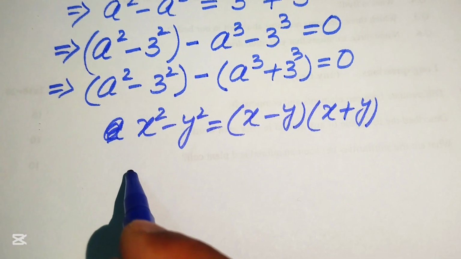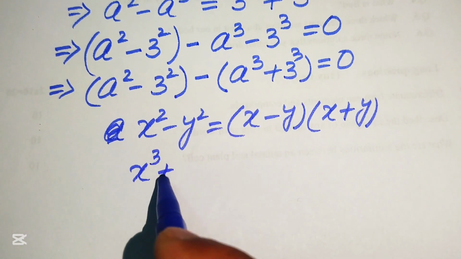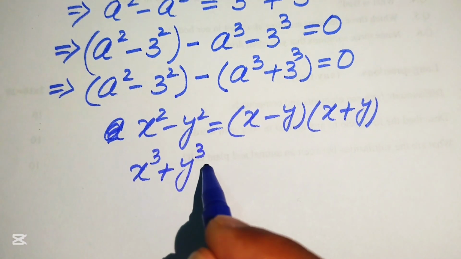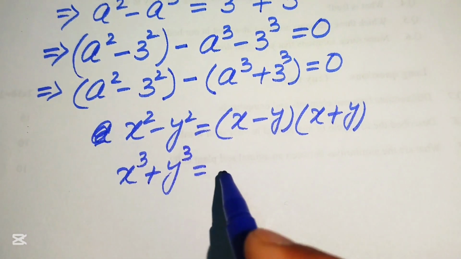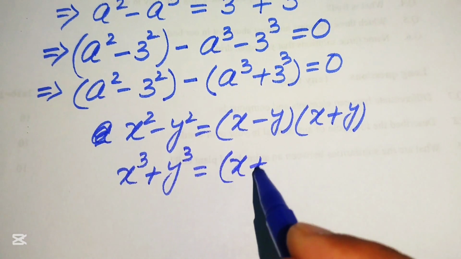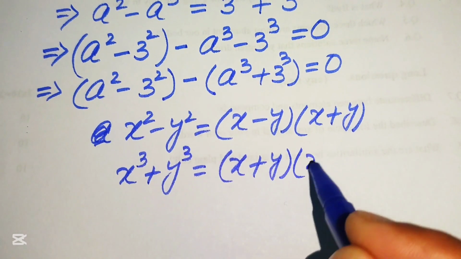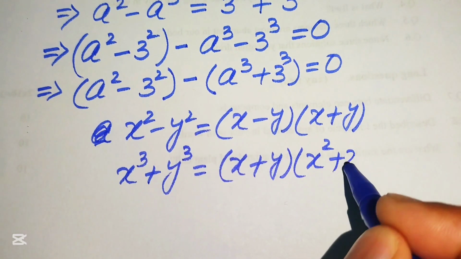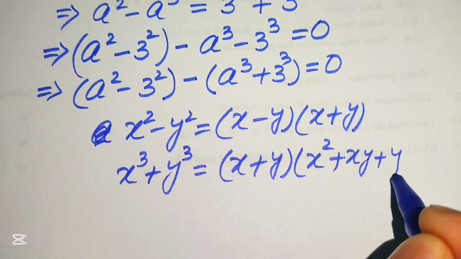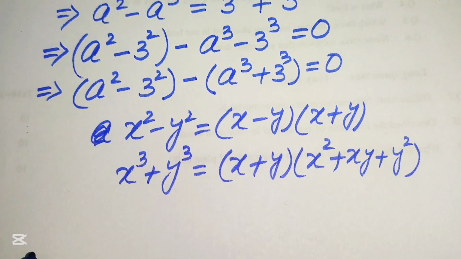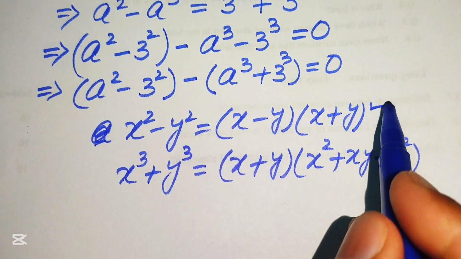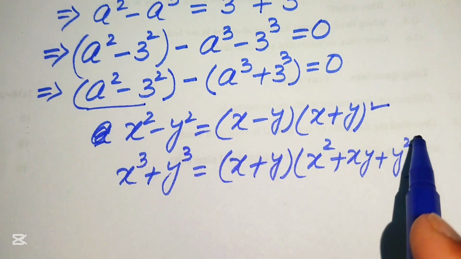And similarly the second formula which we need here is the cubic formula. If you have x cubed plus y cubed, it equals x plus y times x squared minus xy plus y squared. So here we can apply the first formula in the first factor and the second formula in the second factor.